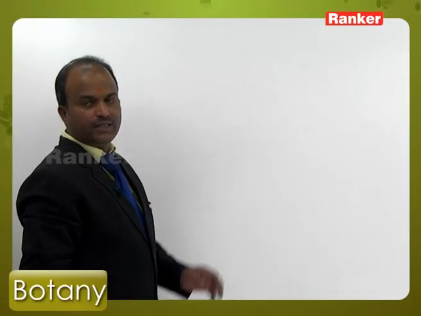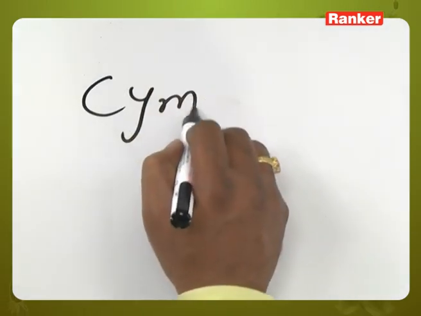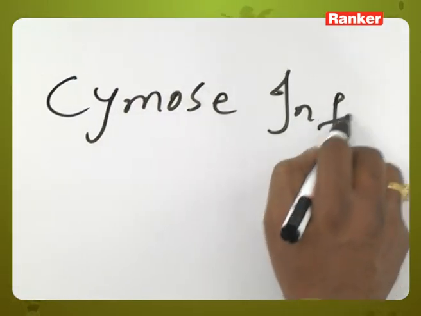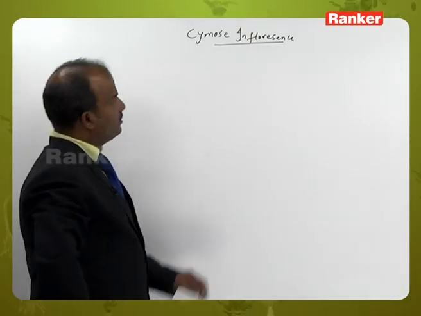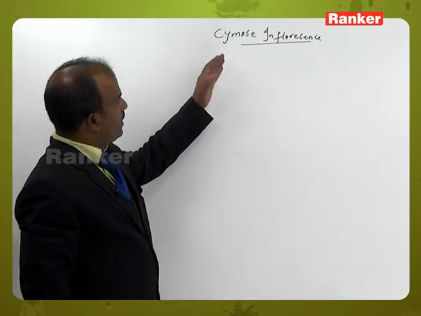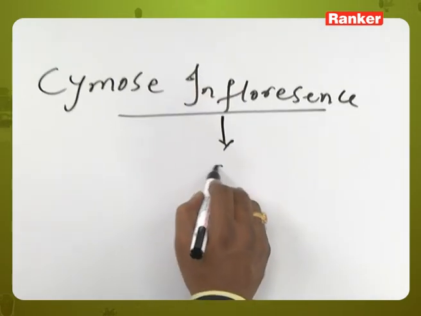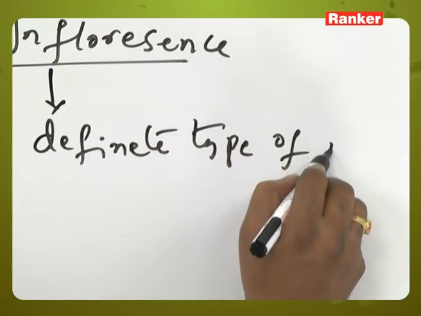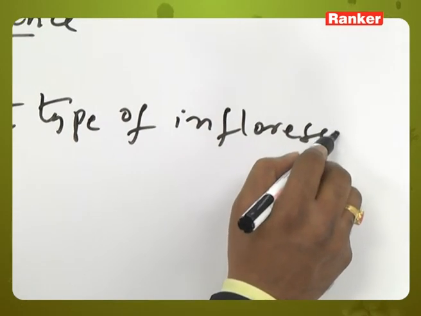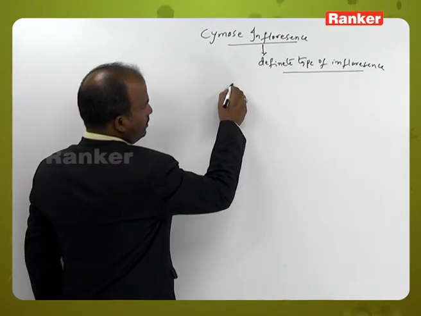So now we completed racemose inflorescence. Now we are going towards another inflorescence, that is nothing but cymose inflorescence. Cymose inflorescence is also called a definite type of inflorescence. Why is it called a definite type of inflorescence? See here, this is the peduncle.